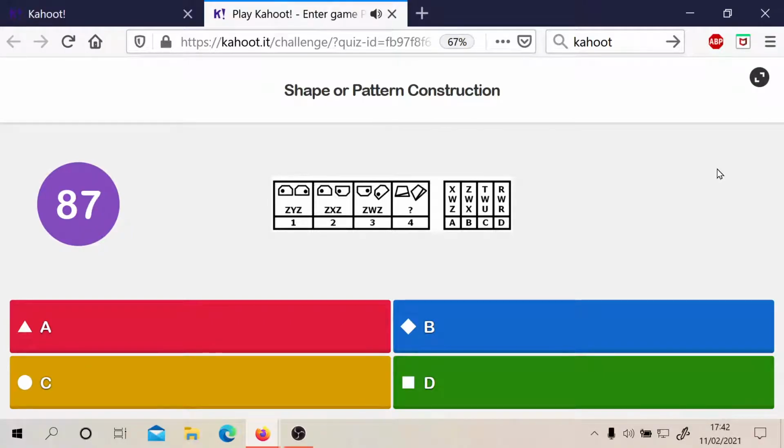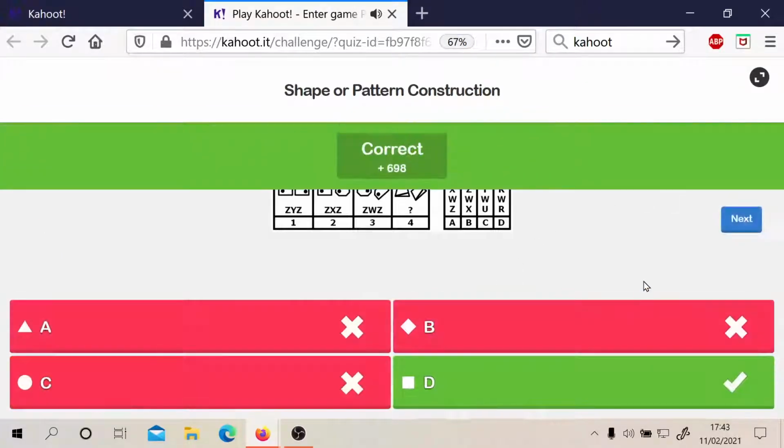ZYZ, ZXZ, ZWZ. Is it to do with the rotation? I think what you have to do is maybe look at the overall structure of it. It looks the closest to number 3, right? So my guess would be RWR at this stage. Yeah, that's the only thing I could think of. Oh, that was it. Okay.